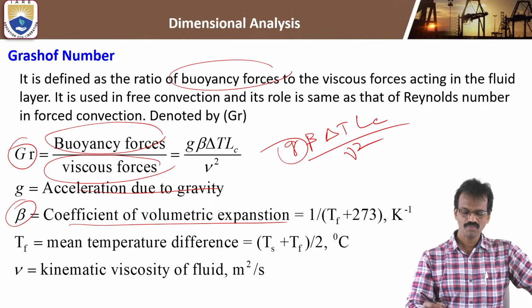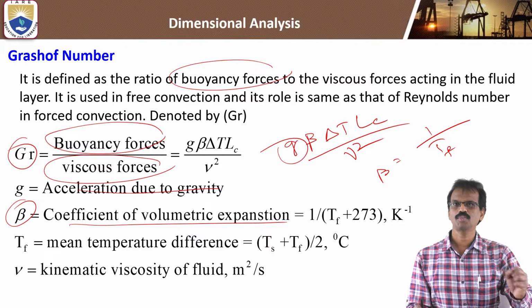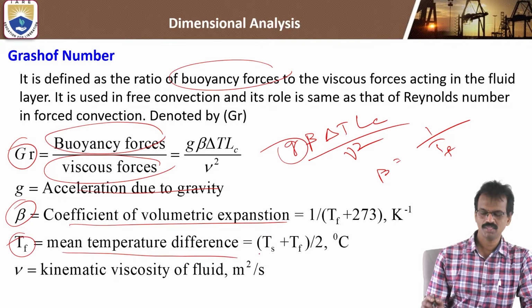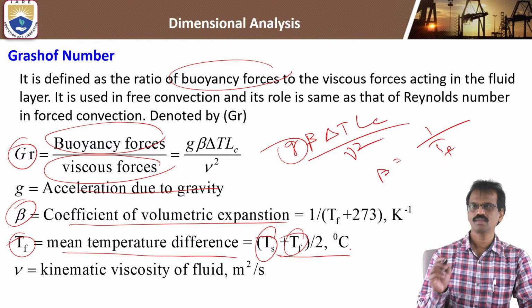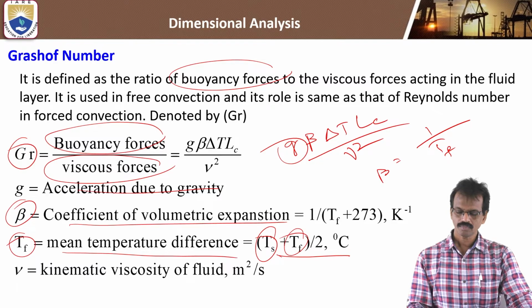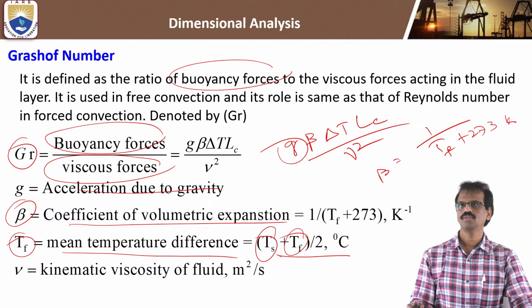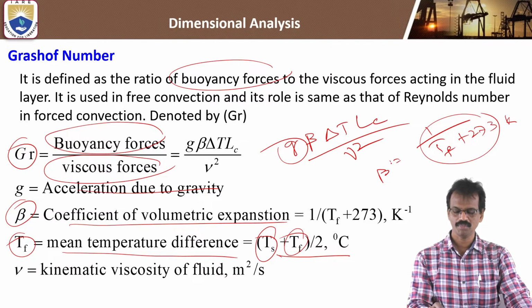So the formula for beta is equal to 1 by T_f or T mean. You know that T mean is used for taking the properties. So we have to find the T mean or T_f, the mean temperature, which is equal to the solid body temperature plus the fluid temperature, divided by 2. So beta is equal to 1 by (T mean plus 273) kelvins. You have to convert from degrees Celsius into kelvins. So this is the formula for beta.